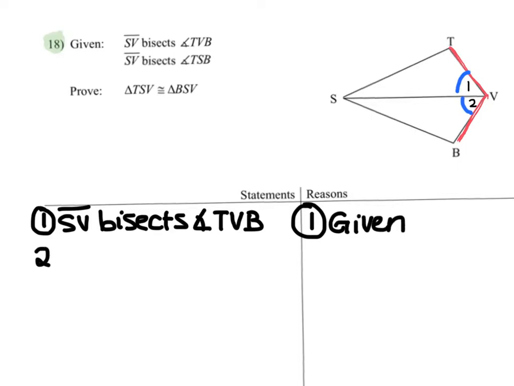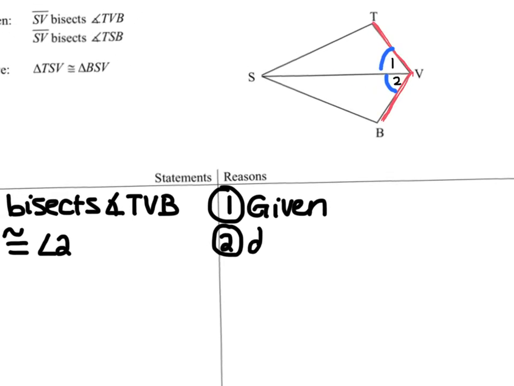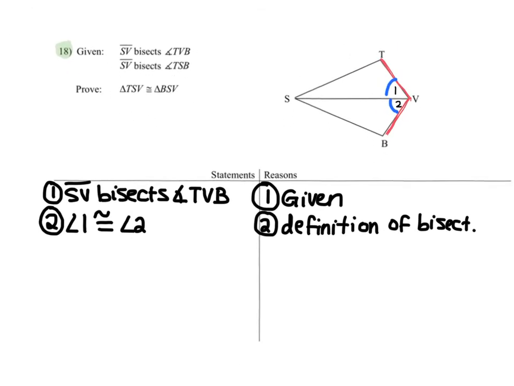So what does that tell me? That's going to tell me that I have two congruent angles because the angle's being cut in half. So that's going to tell me that angles 1 and 2, the ones I just numbered, are congruent. And the reason for that is just the definition of bisect. If an angle is bisected, it's cut into two congruent parts. That's just the definition of bisect. Perfect.